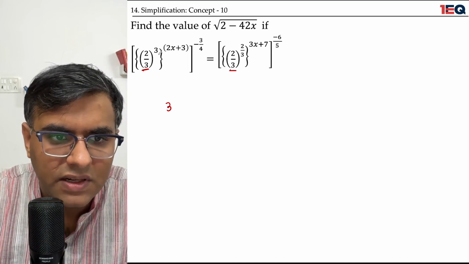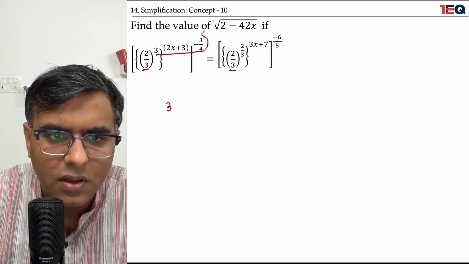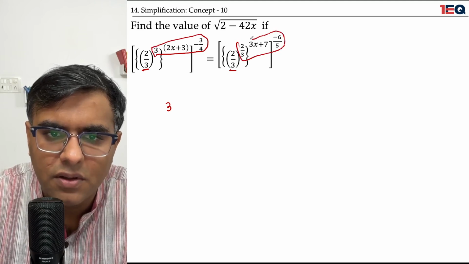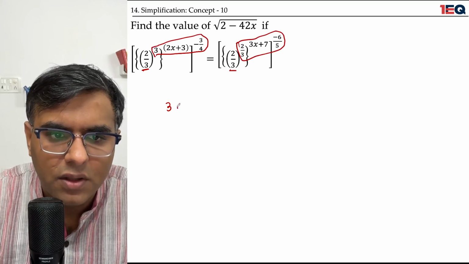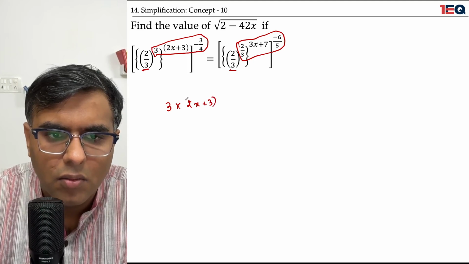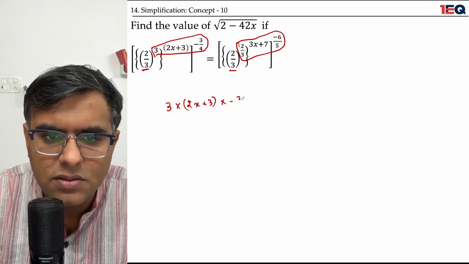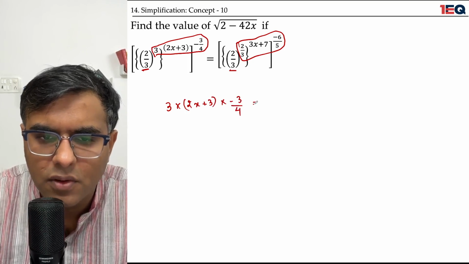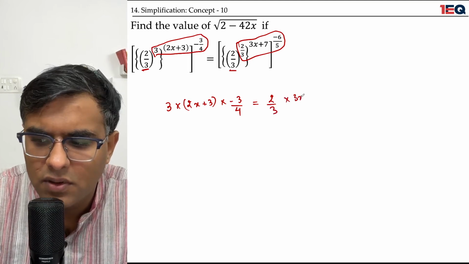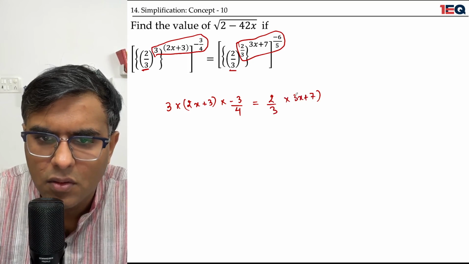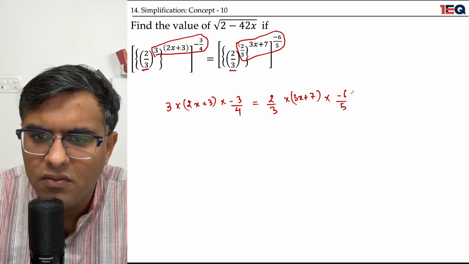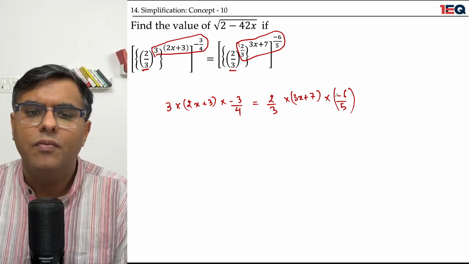This entire equation is going to be in the multiplication form. Similarly, this entire equation is going to be in the multiplication form. 3 multiplied by 2x plus 3 multiplied by minus 3 by 4 is equal to 2 by 3 multiplied by 3x plus 7 multiplied by minus 6 by 5.